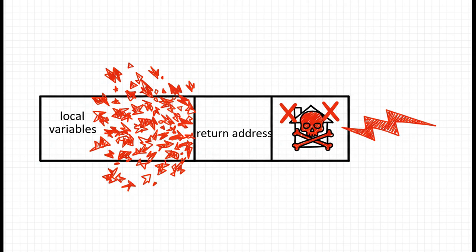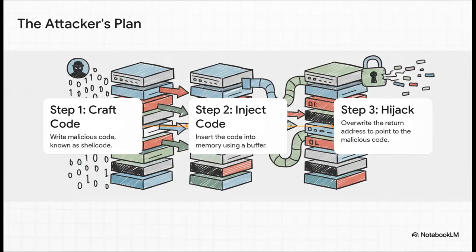And in its place, the attacker writes a brand new address, one that points directly to their own malicious code. So the attacker's plan is simple, but it is devastating. Step 1, they write some malicious code. Step 2, they stuff that code, along with a bunch of junk data, into memory, using that buffer overflow. And step 3, they hijack the program's GPS, that return address, and make it point directly to their code.